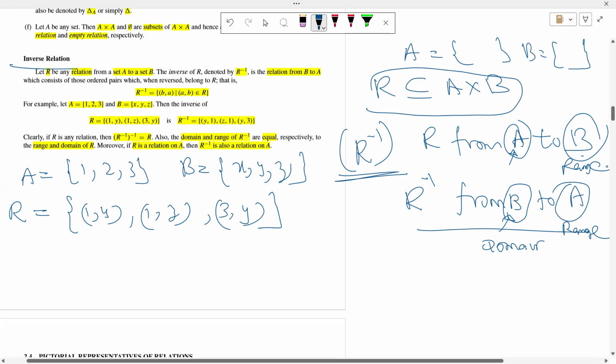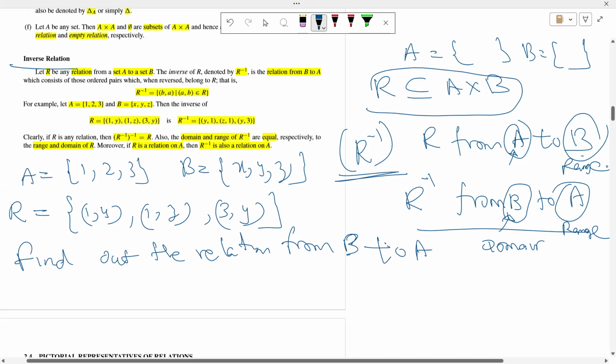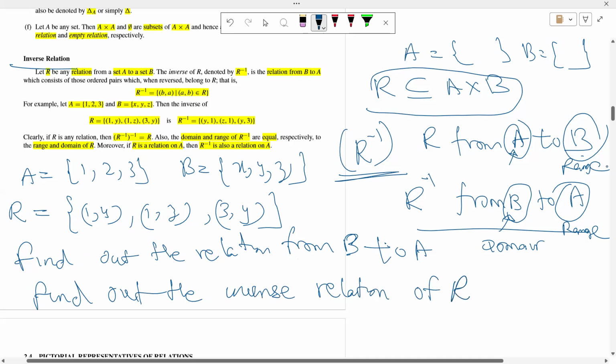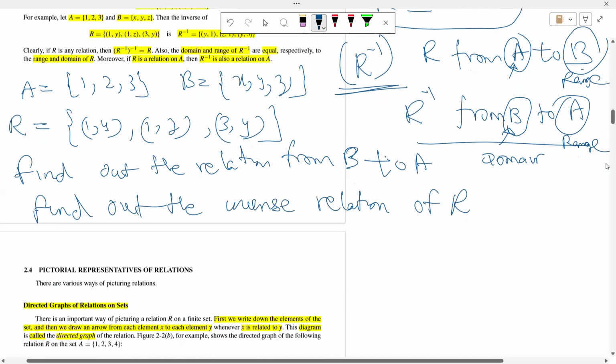Now they are asking: find the relation from B to A. Or sometimes they will ask: find the inverse relation of R. They will ask a question, find the inverse relation of R. So how can you answer this question? You just find the inverse of the relation. We already know how to find the inverse relation.